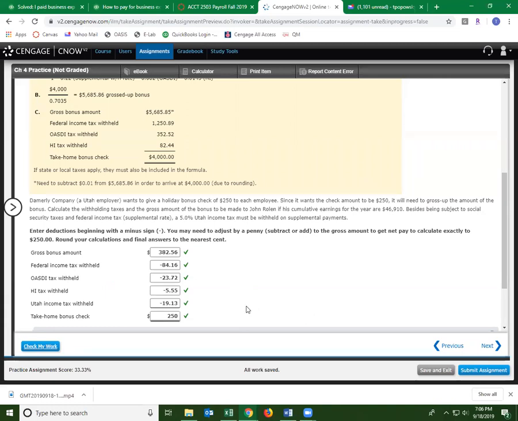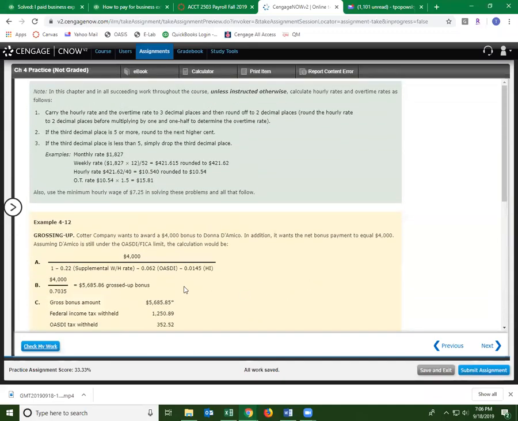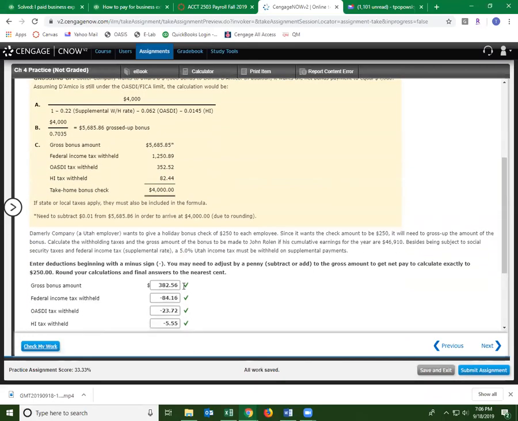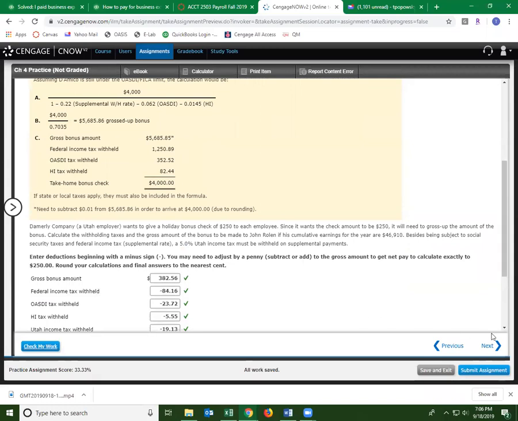Okay, so that's grossing up to get a bonus amount or some kind of supplemental pay. So we're always just going to use a 22% supplemental withholding rate for the federal income tax.